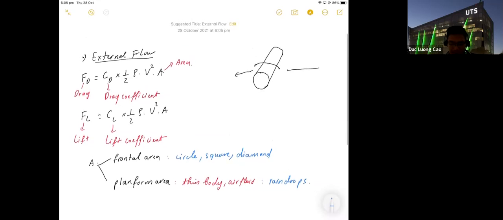And what is the frontal area and the planform area? You have the frontal area if you see from this view, or if you see from the top view, you have the planform area. So it depends on the object. If the object is a thin body or airfoil, you use the planform area. If you have a circle, square, diamond, or other objects that are not thin bodies, you use the frontal area.